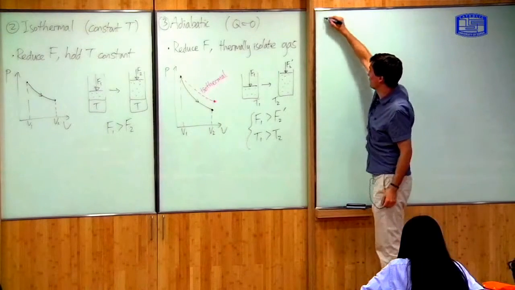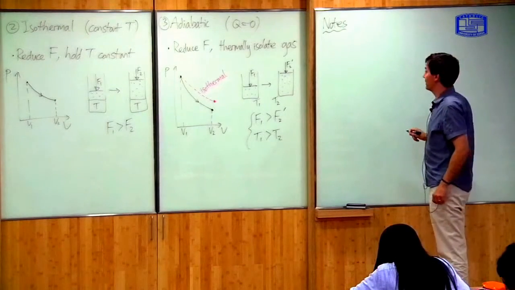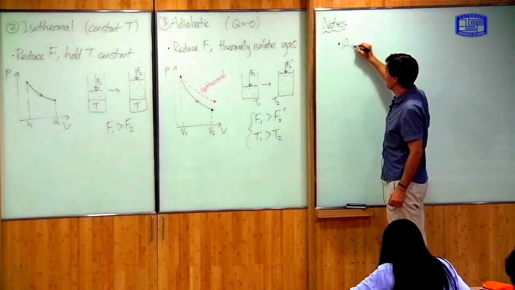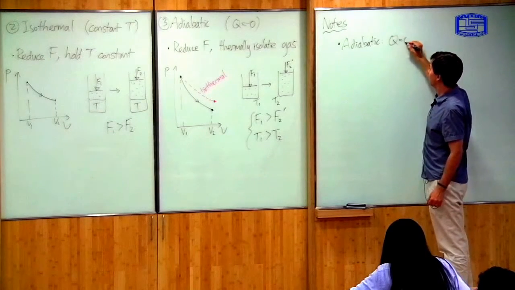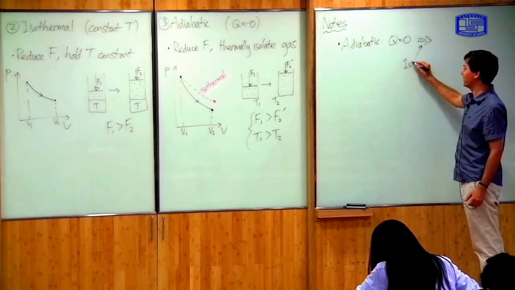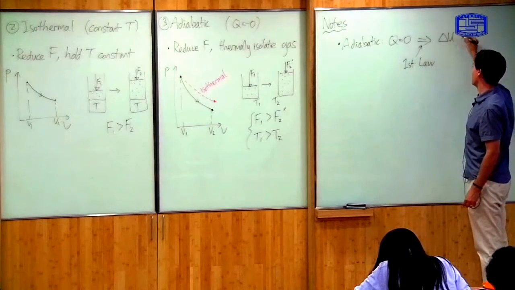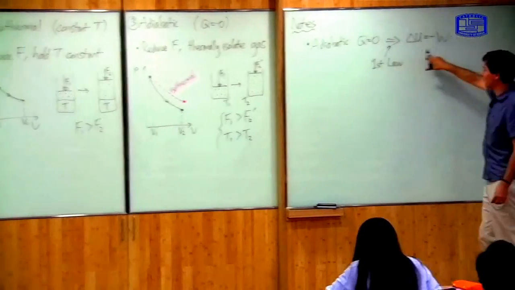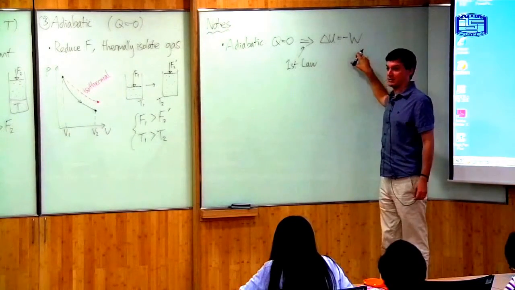Okay, and I want to finish with a couple of notes, and then I think we'll probably take a break. So just two notes. The first is that for the adiabatic, you've got that Q is equal to 0, and in this case, the first law of thermodynamics tells you that the change in internal energy is simply minus the work done. The first law says delta U is Q minus W, but Q is 0, so it's just minus W.